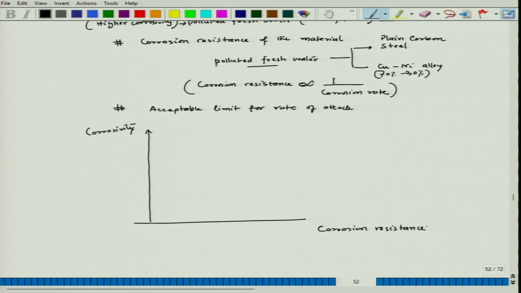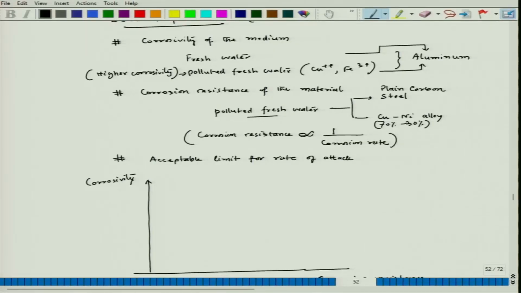Fine. Now, when we talk about corrosion resistance in a particular medium, we can actually distribute them in a decreasing or increasing order, and we can assign some number. Even corrosivity is qualitative in a sense. We can assign some number to different electrolytes or corrosive media.